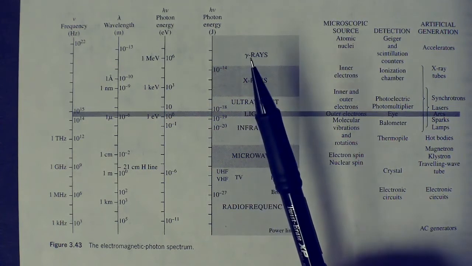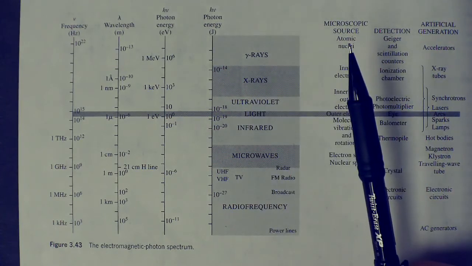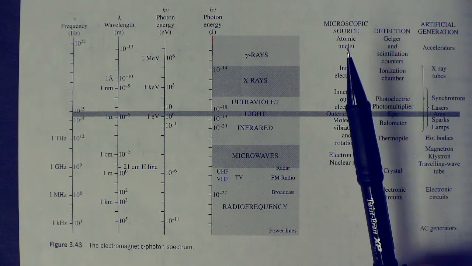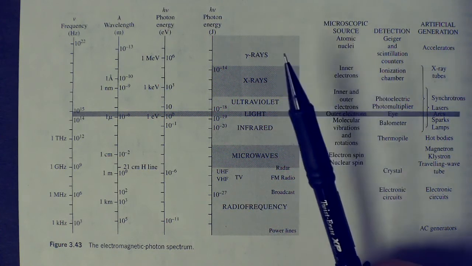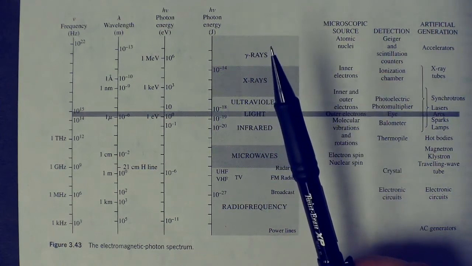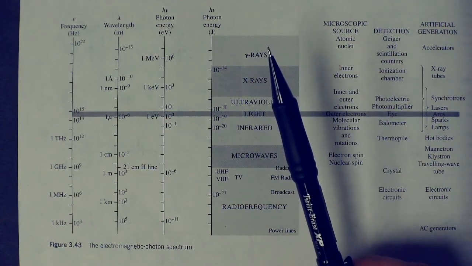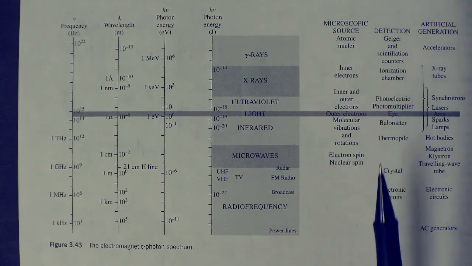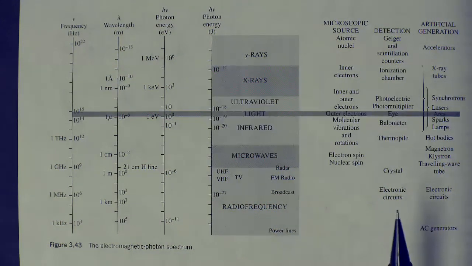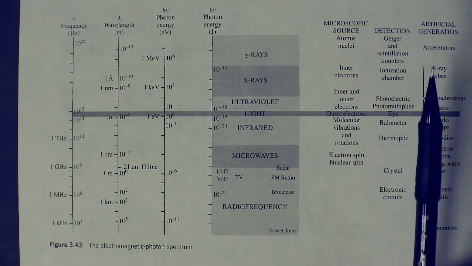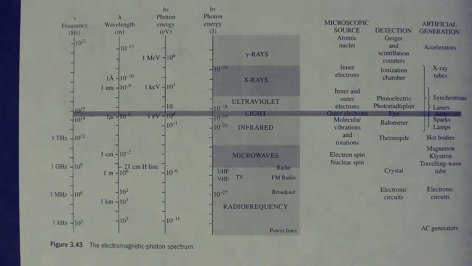And then gamma rays come from changes in the nucleus. When the nucleus changes from one energy level to another, that would involve the emission or absorption of gamma rays. And there are different ways of detecting these types of light and ways of artificially creating those different kinds of light. It's a wonderful chart. It's got a lot of very useful information in it.